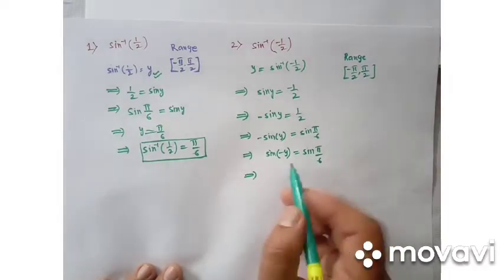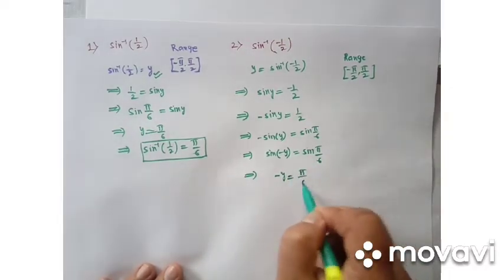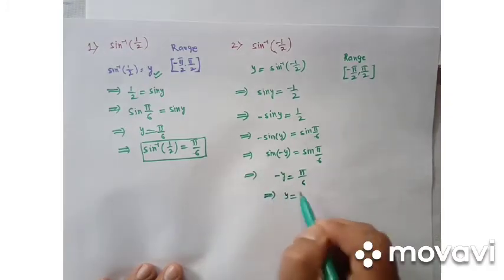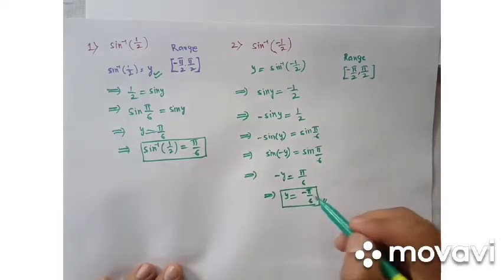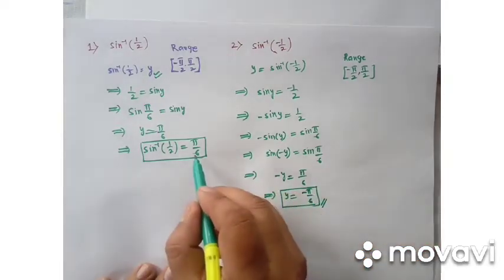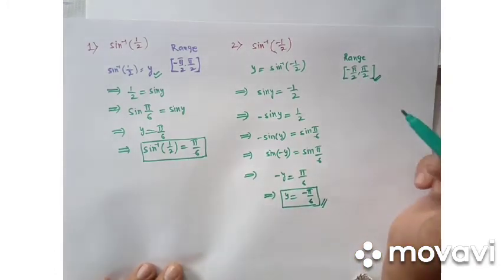Now cancel both the sines. Minus y is equal to pi by 6. Then y is equal to, send this minus to the right hand side, it will become minus pi by 6. This is your value. Minus 30 and plus 30, both the values will lie in between minus 90 to plus 90.